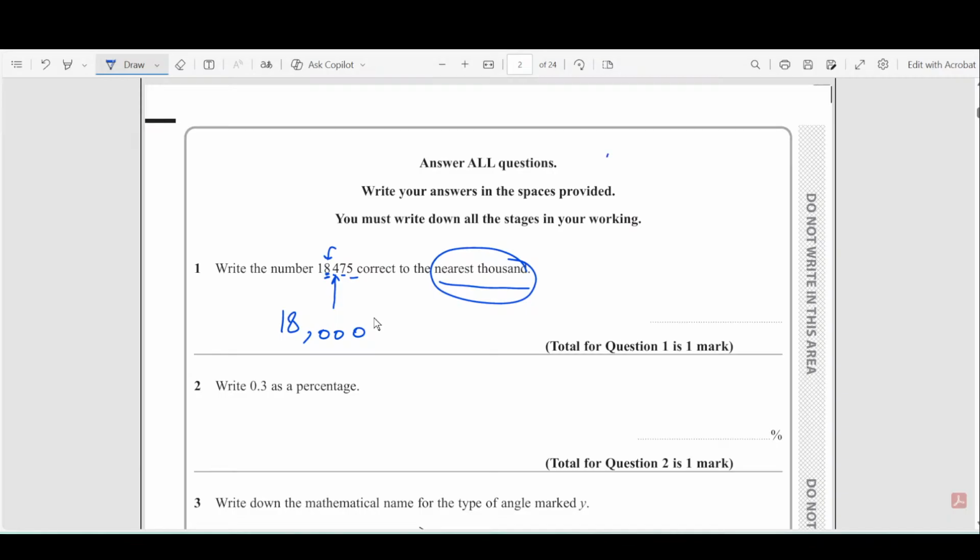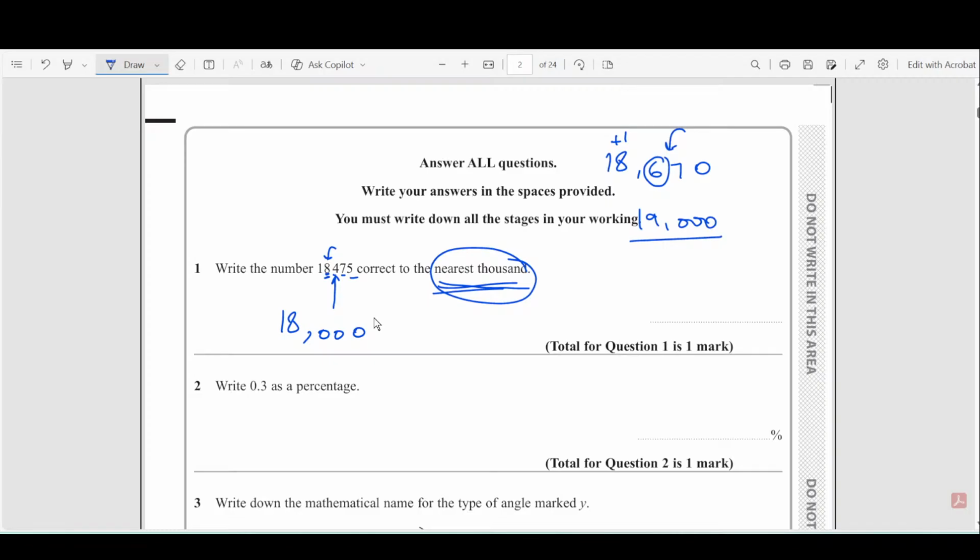Suppose it is 18,670, something like that, and we have to round it to the nearest thousand. If you check the hundreds digit, this is greater than 5. If it is 5 or greater than 5, then we round it up. Up means we add 1 here, so this will become 19,000. That's how we round to the nearest thousand.